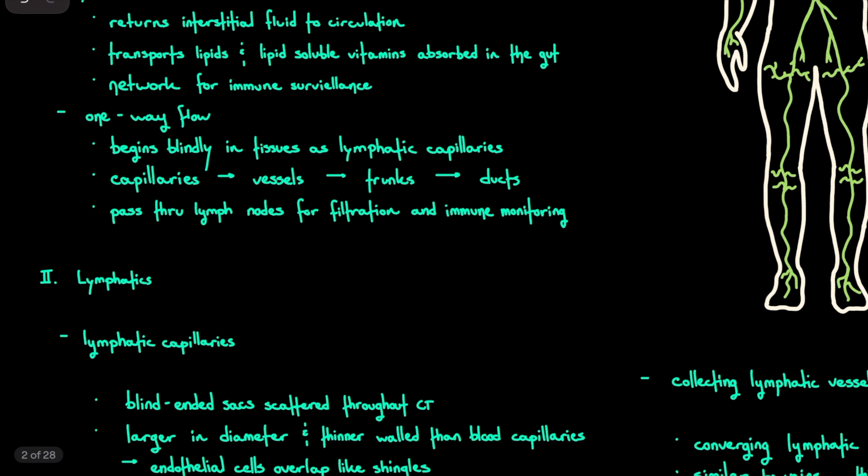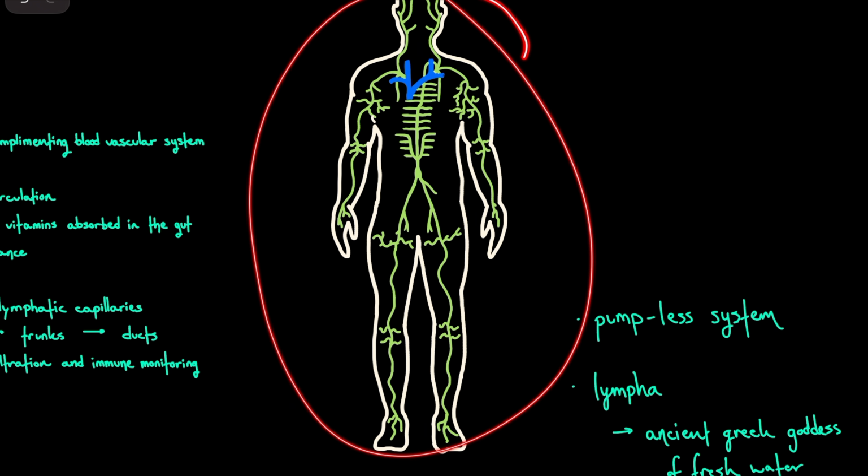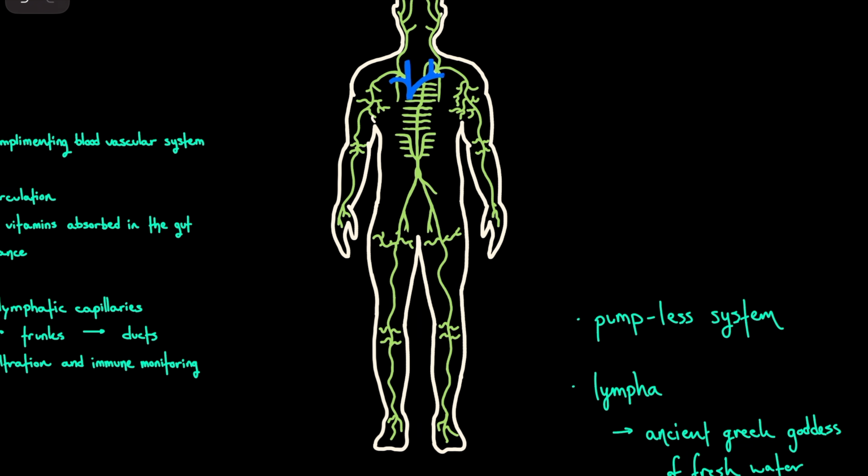So because of this, there's a one-way flow going on here. These tubes begin blindly at the capillary bed. So they start as lymphatic capillaries and then work their way up to vessels, trunks, and ducts. Again, passing through lymph nodes for filtration. All right, so here's a rough representation of that lymphatic system, transporting all of that lymph eventually to their terminal destinations at the venous angles. And we'll talk about that momentarily.